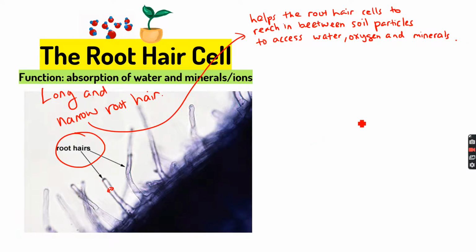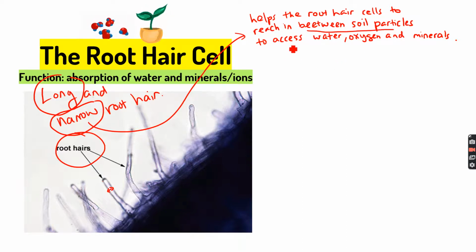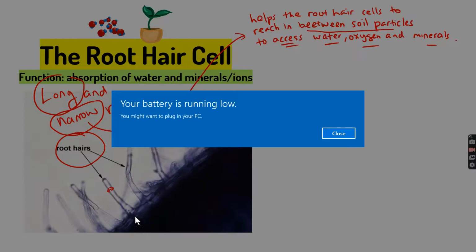Okay, so firstly, having this very long and narrow root hair, it can reach in between soil particles to access water, oxygen, and minerals. Why did I mention oxygen? Because, remember, all cells are living things, and one of the characteristics of living things is respiration. So to keep on doing its job, to get energy.